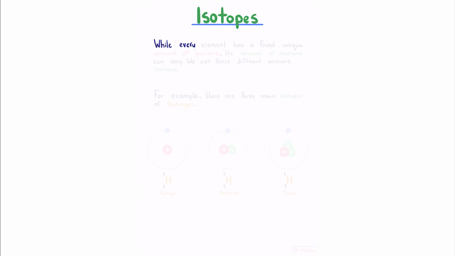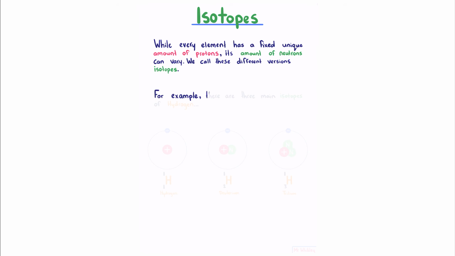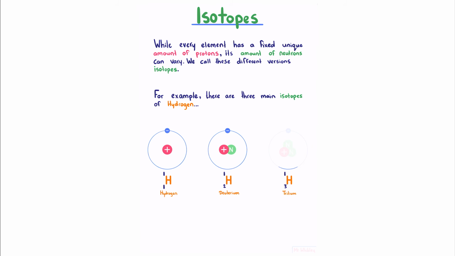Isotopes. While every element has a fixed unique amount of protons, its amount of neutrons can vary. We call these different versions isotopes. For example, there are 3 main isotopes of hydrogen. Hydrogen 1 with an atomic mass of 1, hydrogen 2 where we add a neutron, giving us an atomic mass of 2, and hydrogen 3, which adds a further neutron to give us an atomic mass of 3.